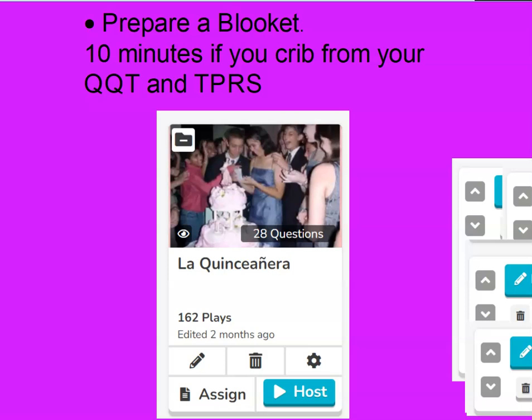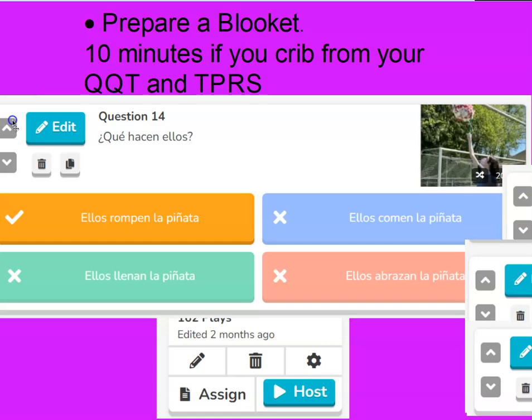Then I make a BlueKit. I used to do this on Quizlet. I'm kind of at war with Quizlet right now. I love BlueKit to pieces. I have a lot of fun with BlueKit, and I got to think about how do I want to leverage the multiple choice and the typing exercises.